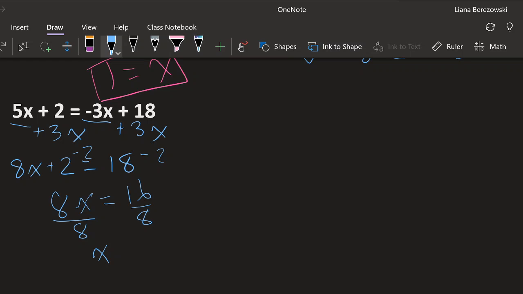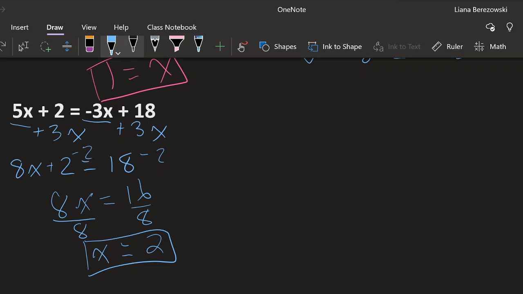Okay, so right now, I went through that kind of fast. Right now my x is being multiplied by 8. The opposite of multiplication is division. So I'll divide both sides by 8. On the right, I have 16 divided by 8, which is going to be positive 2.